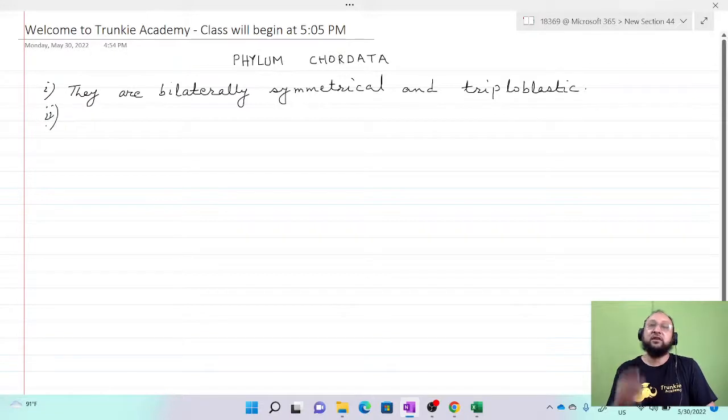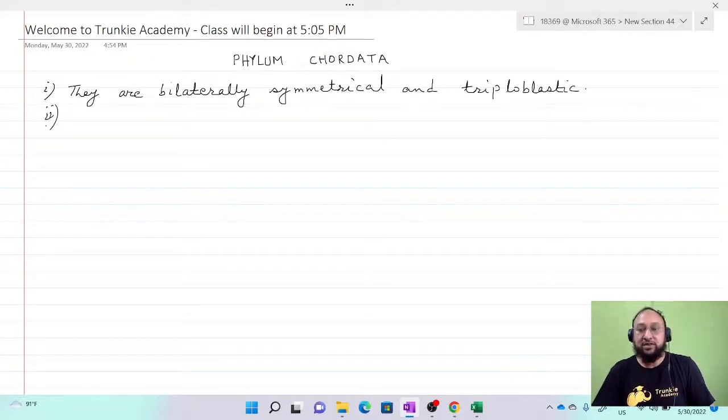Triploblastic means there are three embryonic germ layers during the formation of the embryo, ectoderm, mesoderm and endoderm, and from these three germ layers the different body parts or organs develop. There are some lower animals which are diploblastic, that means they are formed of only two germ layers, ectoderm and endoderm.